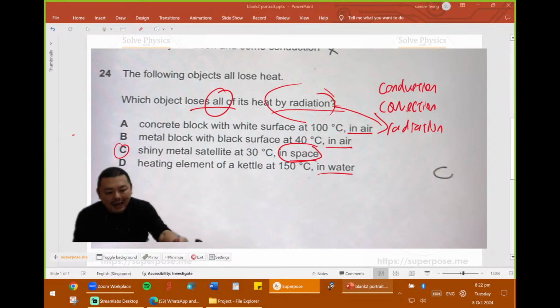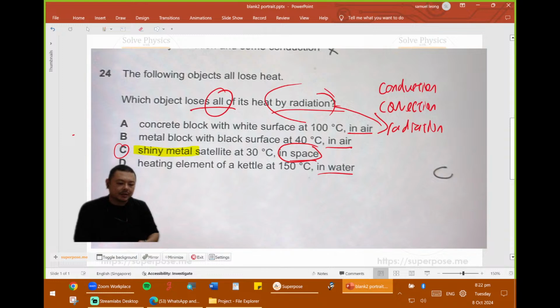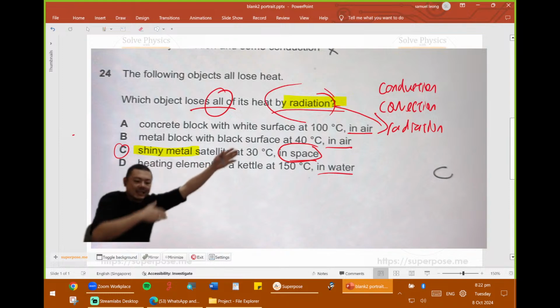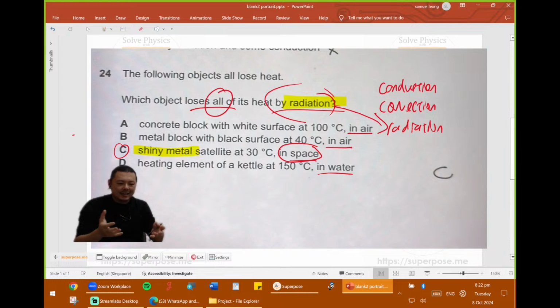Okay. What I can understand is why some students get this wrong, because they see shiny metal, right? Then they might be thinking, oh, shiny metals are not good for radiation, right? Yeah, you're not wrong. It is true. But if you have a satellite in space and there's no air, there's nothing around it, the only way it can lose heat is by radiation, even if it's a poor radiator of heat.